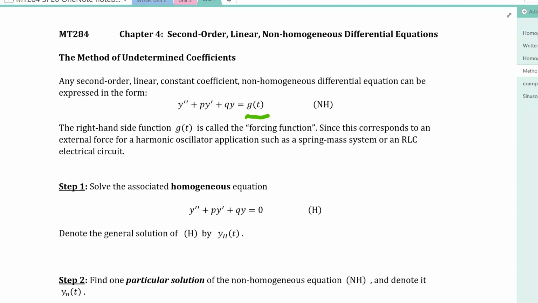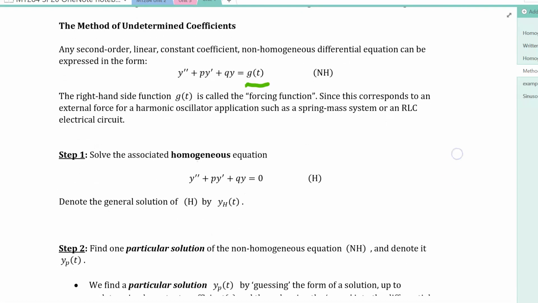Again, we call that the forcing function if you're thinking about an application like a spring mass system or an RLC circuit that corresponds to some kind of external force. Alright, so let's go through the steps and then we'll hopefully get to an example after that. The first step is to solve the associated homogeneous equation. So you're making the right hand side 0 and then solving that.